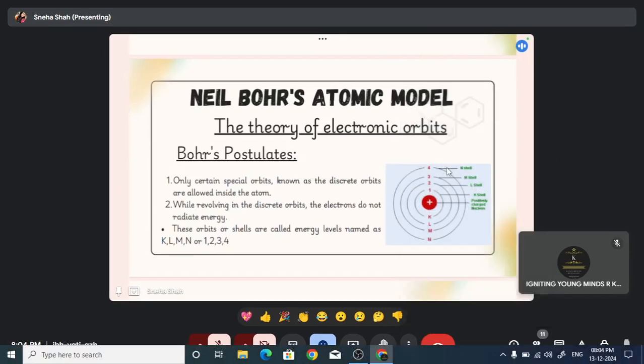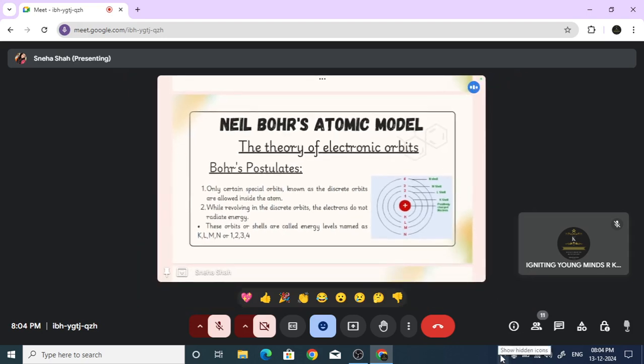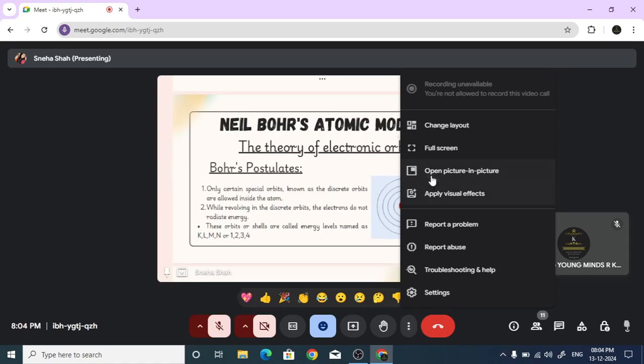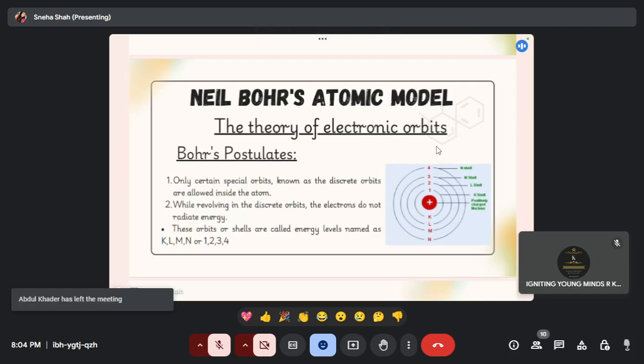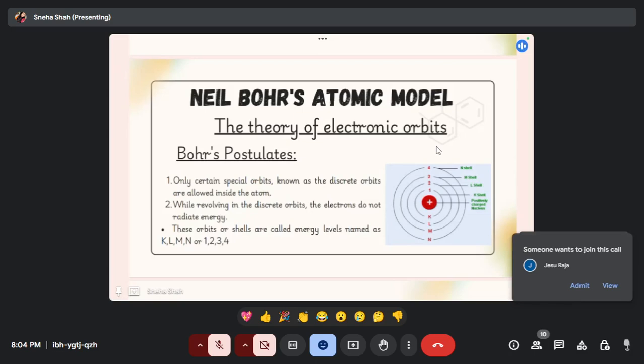So the electrons do not radiate any energy of their own, because they are moving in a circular path, in a very specific path, in a specific direction, without any collision among themselves. They do not radiate energy. So he called these orbits or shells energy levels, and he named them as K, L, M, N or 1, 2, 3, 4.